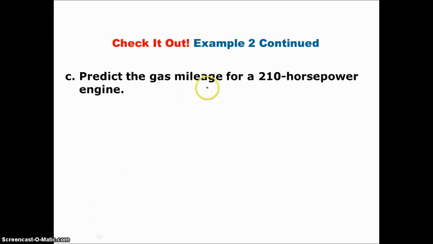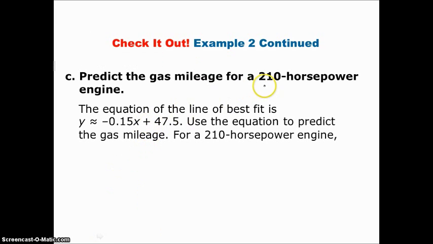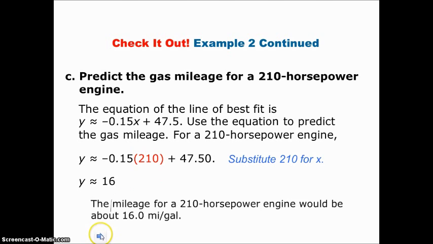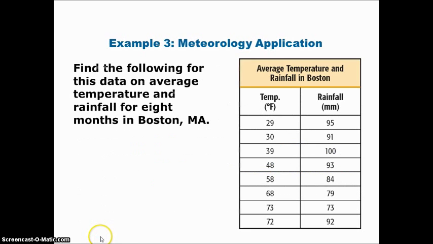Now predict the gas mileage for a 210 horsepower engine. We can plug that into our equation. Using the equation to predict the gas mileage for a 210 horsepower engine, we can just substitute that into our equation, and it's going to be about 16 miles per gallon. So these prediction equations are great.